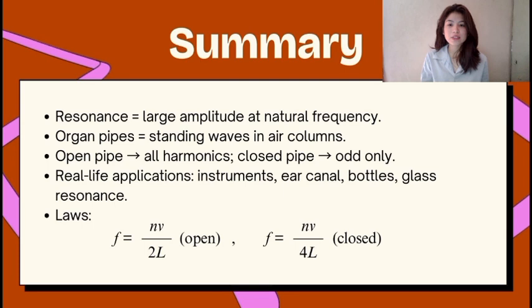We also see real-life applications of these principles. Examples include musical instruments, the human ear canal, bottles, and even the sound you get from tapping or blowing into a glass. And to describe this mathematically, the frequency for an open pipe is f equals nv over 2L, and for a closed pipe, we have f equals nv over 4L. Here, n is the harmonic number, v is the speed of sound, and L is the length of the pipe.